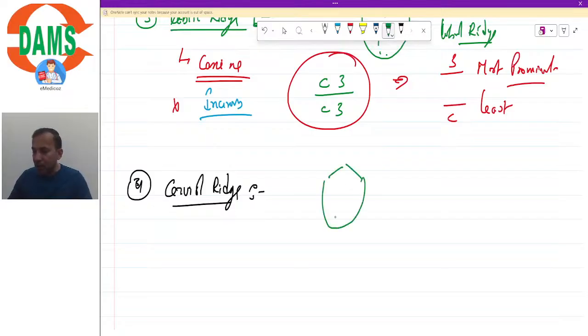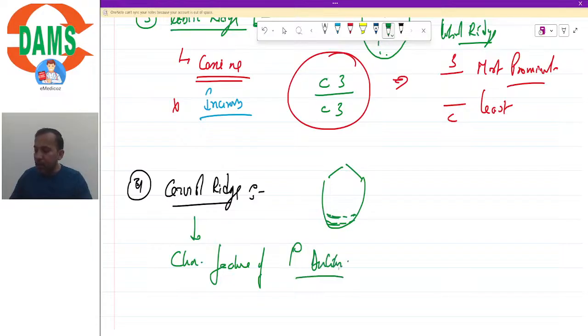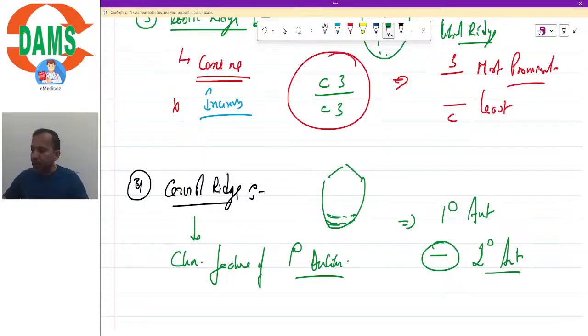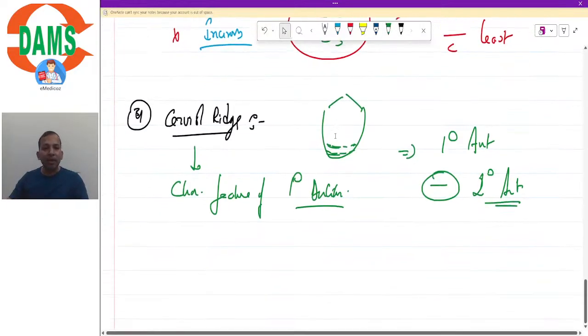Cervical ridge is a horizontal ridge seen running at the cervical level, and it is a characteristic feature of primary dentition. So obviously when we are talking about anteriors, it will be seen on primary anteriors. It is not seen on permanent anteriors. So it is a feature of primary anteriors and it is absent in permanent anteriors. So that is one more difference between the primary and the permanent anteriors, right?